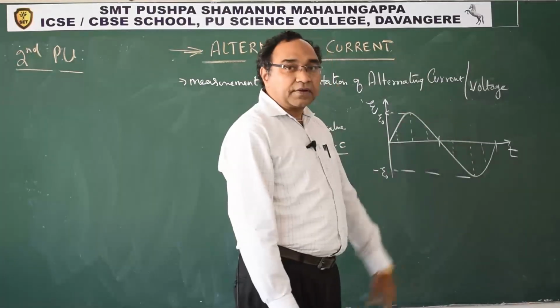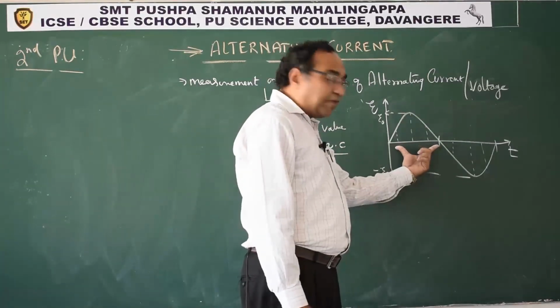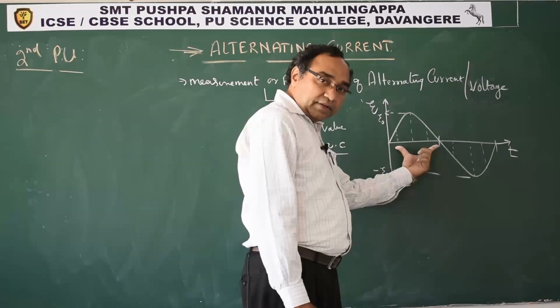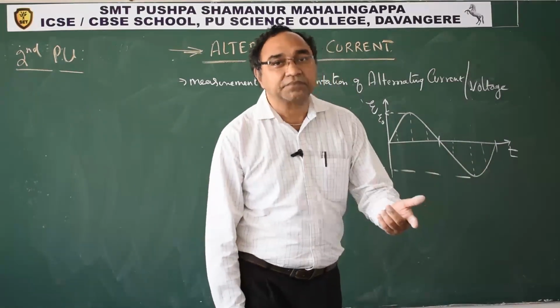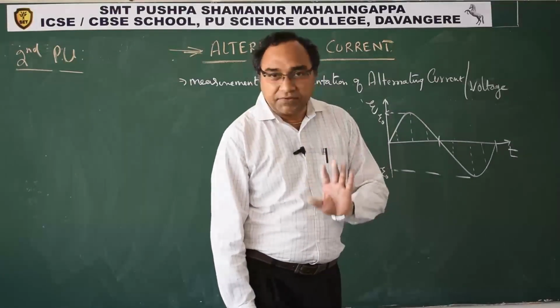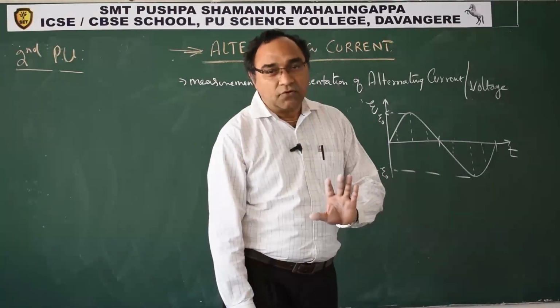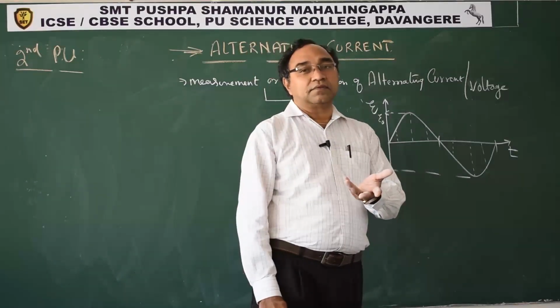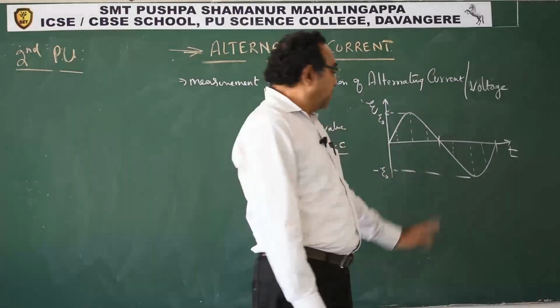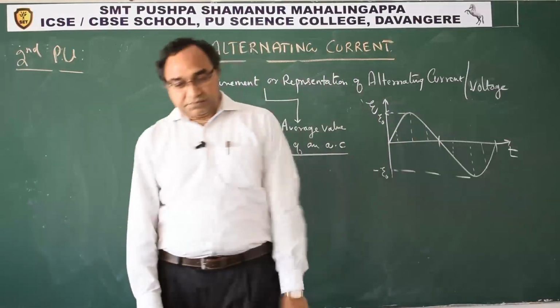Why take complete cycle? See, whatever value you have here, same value you have here. What is the difference? Minus sign. Only the sign differs. That's all. So if I say magnitude, it is one and the same thing. That is the reason why we are taking half cycle.